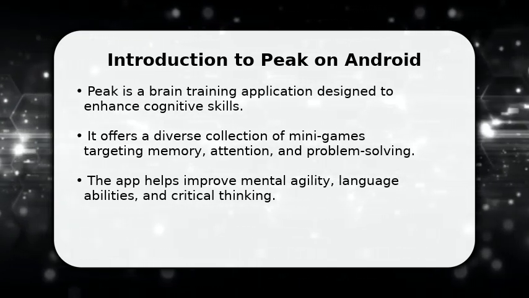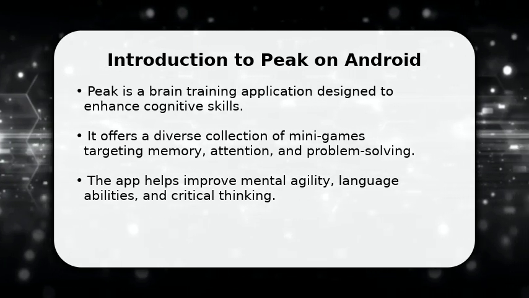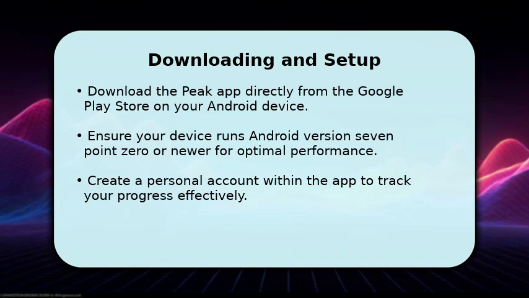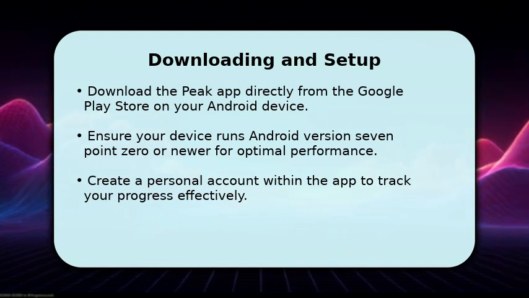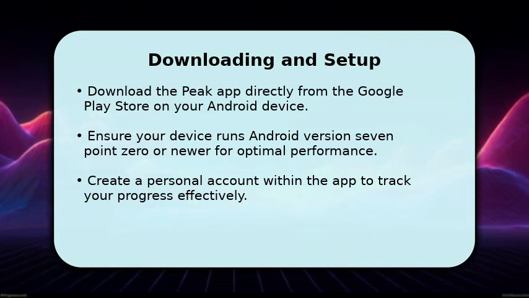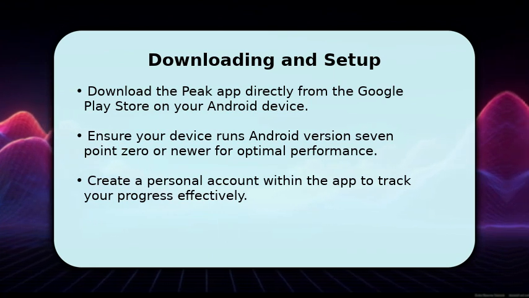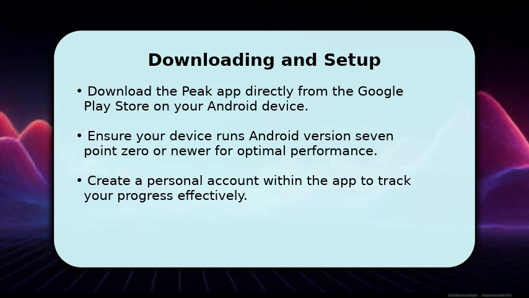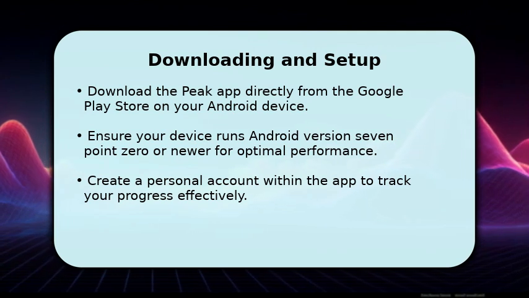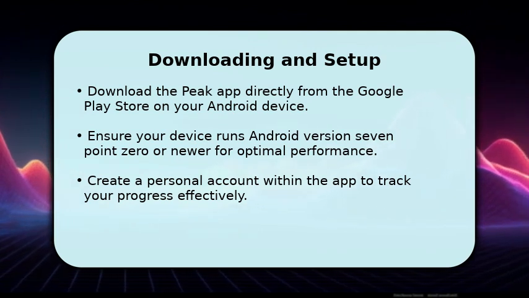To start your journey, simply download the app and set up your personal profile. Getting Peak onto your Android device is straightforward. You can easily find and download the application from the Google Play Store. For the best experience, make sure your Android operating system is version 7.0 or higher.